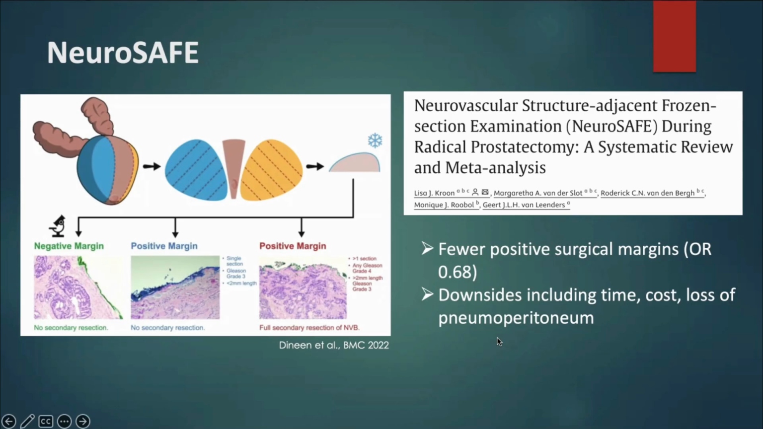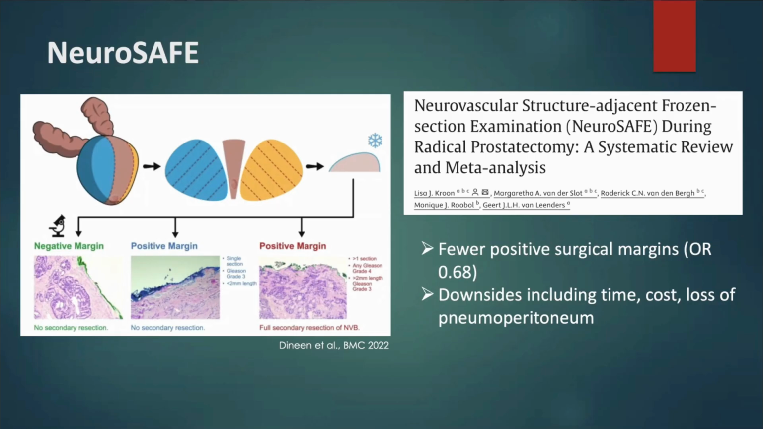And whilst this trial is still recruiting, the process has been reviewed in this review published by Kroon et al., which looked at over 7,000 cases across 14 studies. Now, generally speaking, the evidence is weak, but it did show that in cumulative analysis, more patients underwent nerve-sparing procedures with fewer positive surgical margins. And interestingly, all studies that showed a control group did show higher potency rates with the NeuroSafe cohort. But there are obvious downsides to this.